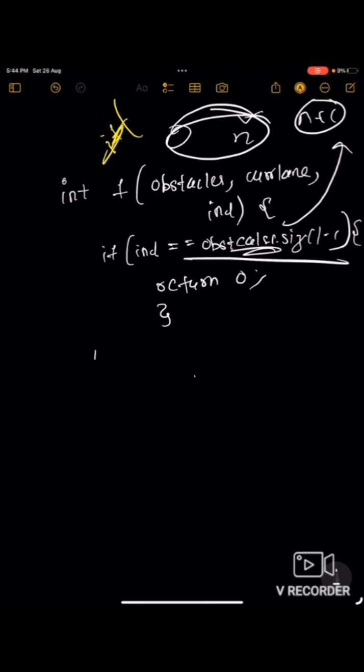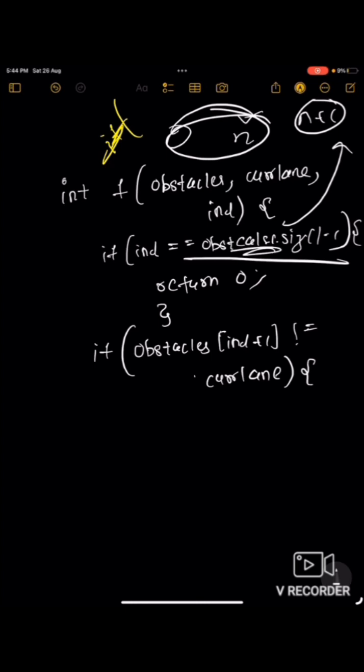Now, the next case is there is no obstacle in front of us. So if obstacles of index +1 is not equal to current lane, it means that we don't have any obstacle in the next position in the same lane in which we are existing, right? In this case, you'll simply return the same function by incrementing the index. Obstacles, you'll be staying in the same lane and increment the index, right?